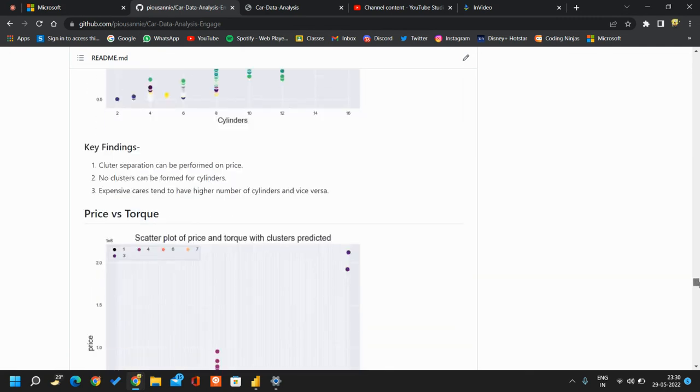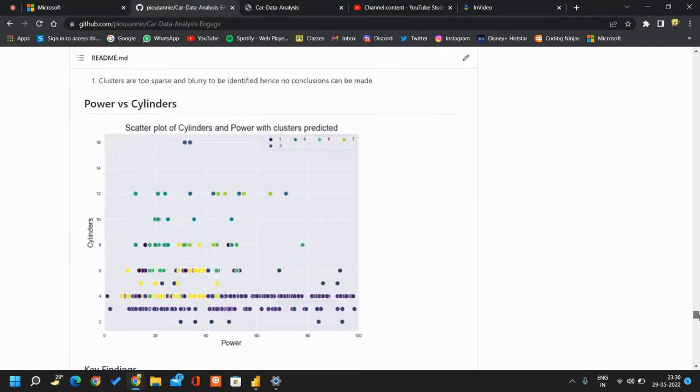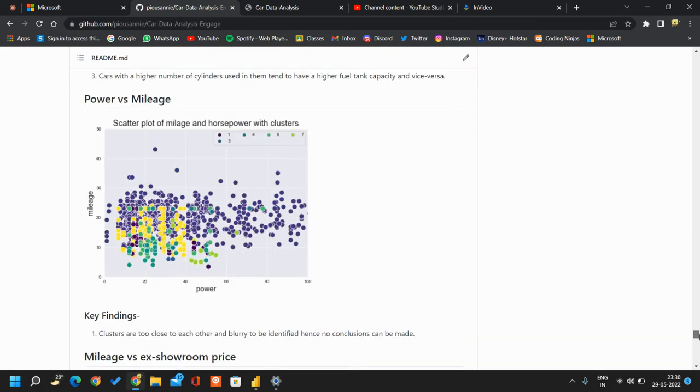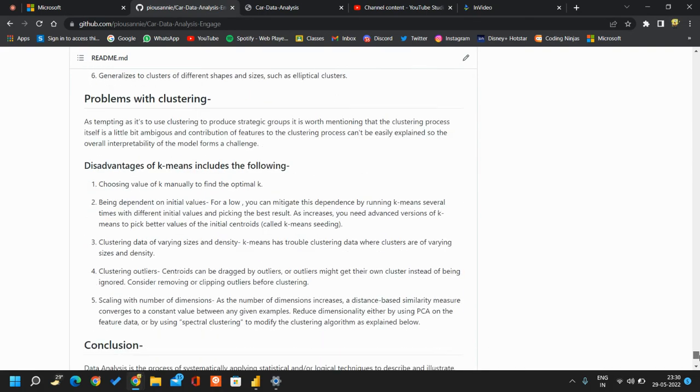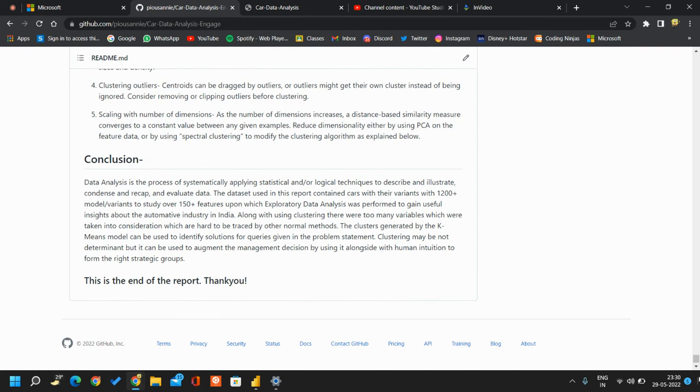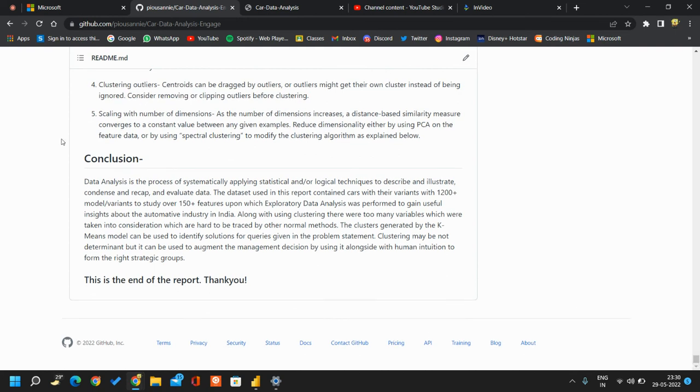Next, we have similar clusters and graphs. And so here we try to find out the relationships between them. And with that, our project comes to an end. Hope you like it.